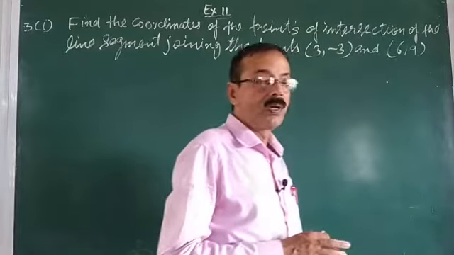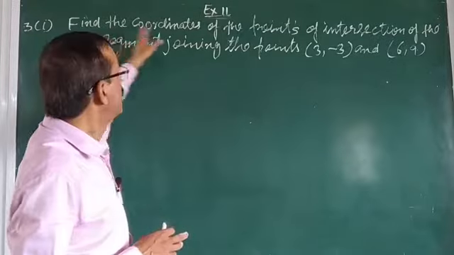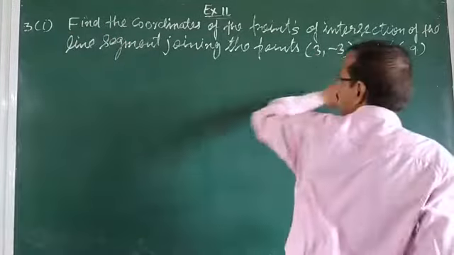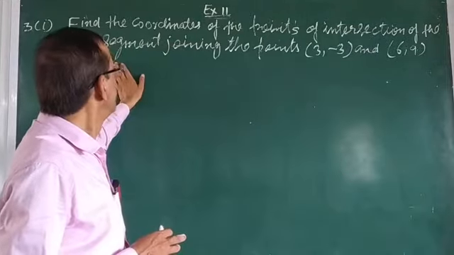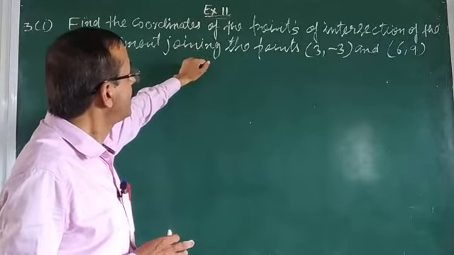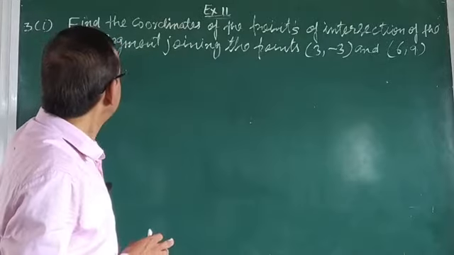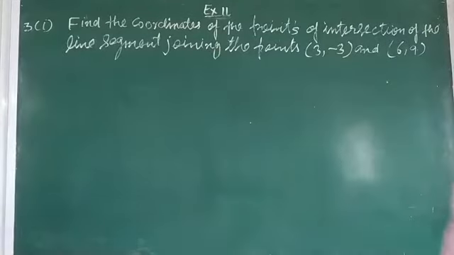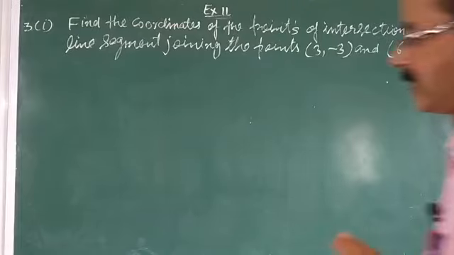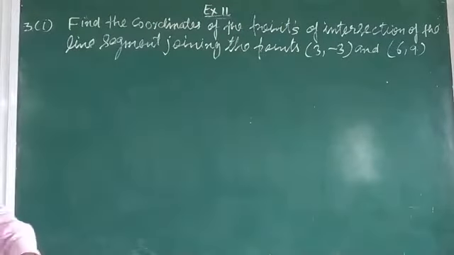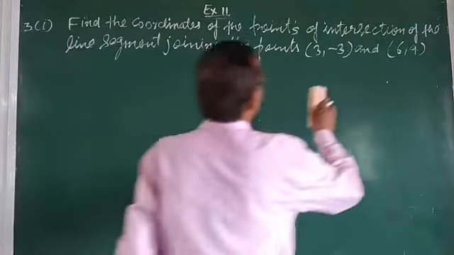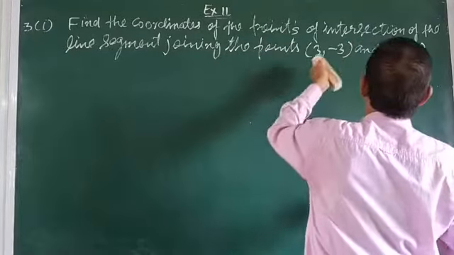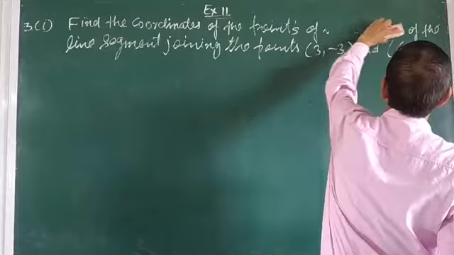This line has to be divided into 3 sections. Find the coordinates of the points of the line segment joining the points (3, minus 3) and (6, 9). I think something is missing in this. Points of trisection, not intersection, that is, 3 sections.